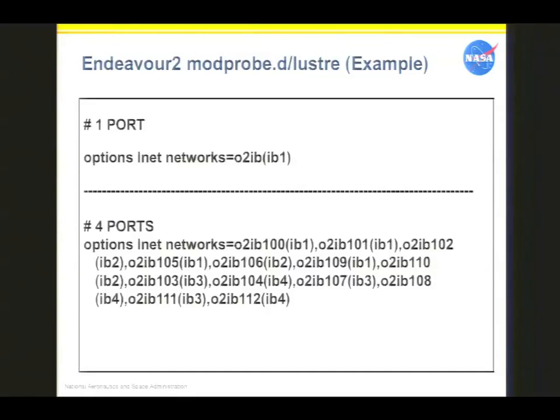This is what etc/modprobe.d/lustre.conf, or lustre.conf, depending upon which OS you're using, would look like. The first half of the slide is for a single port, single rail, what we typically use on Pleiades. I didn't want to inundate you with all the configs, so I just chose one at random. So for 4 ports, this is what it would look like.